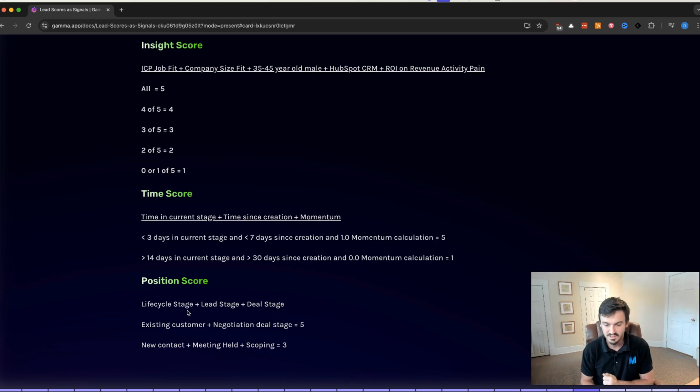And then an example of a 3, to move on here, could be a new contact plus a meeting that you had together, and then you're scoping. That's your deal stage. So the new contact is the life cycle stage. It could be lead contact life cycle stage. And then meeting held could be the lead stage, and then deal stage would be scoping. So that's like a pretty neutral one. Like you have a deal in progress, you're trying to figure things out, what the scope might be, and that's a 3. And then a 1 would be a new contact.